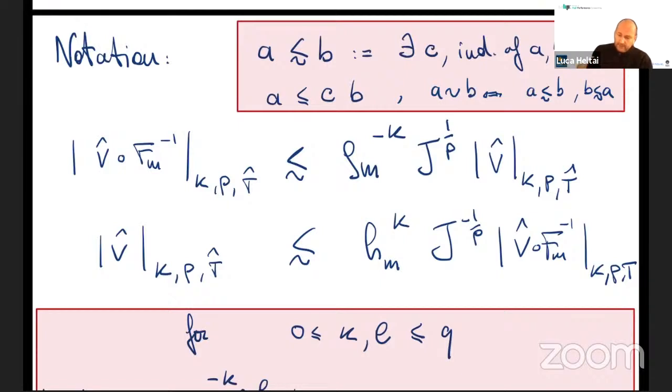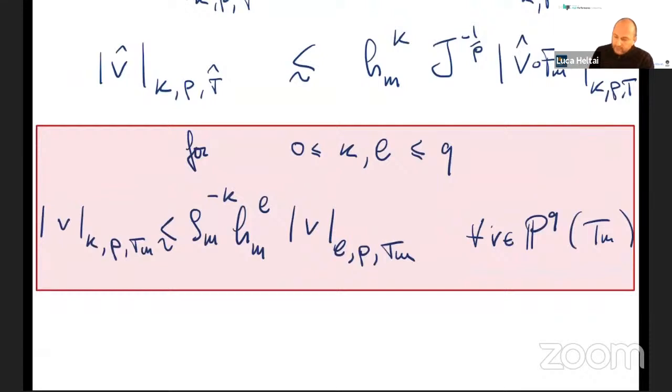Okay. So with this notation, what we have just written above can be simplified as writing an equivalency between the norms after composing with F_M inverse, with the norm on the reference element. And you have two terms that appear, which are rho_m to the minus k and h_m to the power k, according to which direction you choose. So if you go in one direction, then you control this norm with respect to that, with this constant. And then one exploits that for all finite dimensional spaces, what you have is an equivalency between the norms where you can actually explicitly state what the constants are. This constant depends actually on the grid dimensions, on the triangulation dimension.